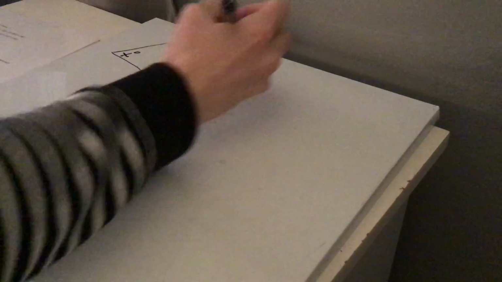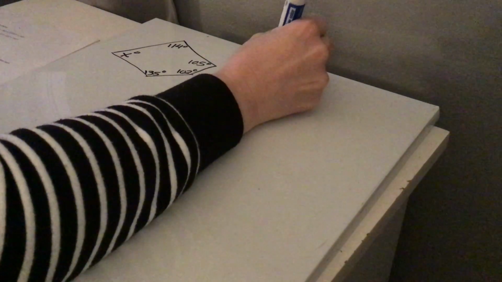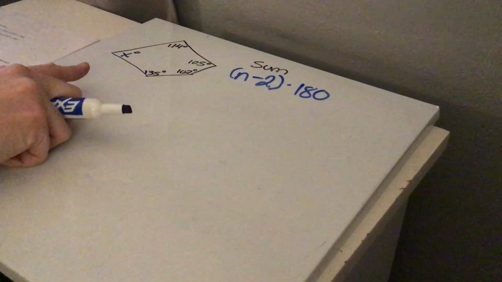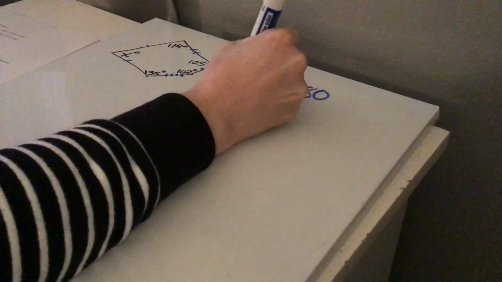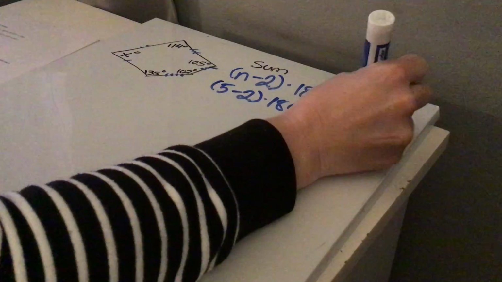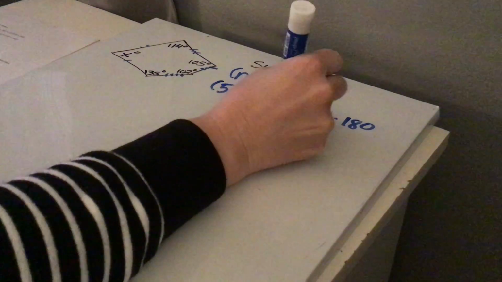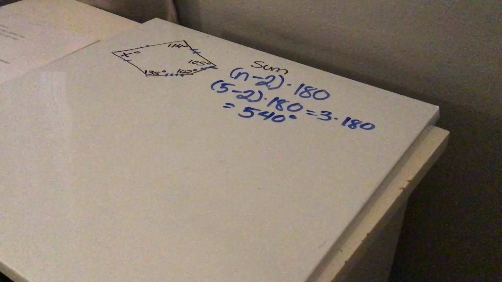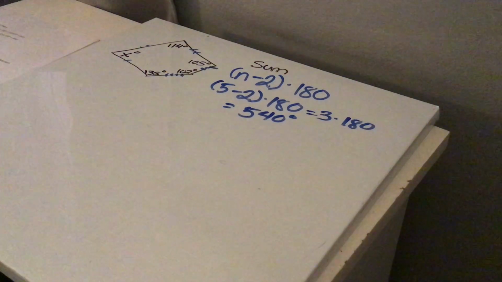So we have to start by finding the sum, okay? And the sum of the angles is the number of sides minus 2 times 180. Okay, well, how many sides does this polygon have? There's 1, 2, 3, 4, 5. Okay, so the sum of the angles is 5 minus 2 times 180, which is 3 times 180. So the sum of the angle measures in that polygon is 540, okay?